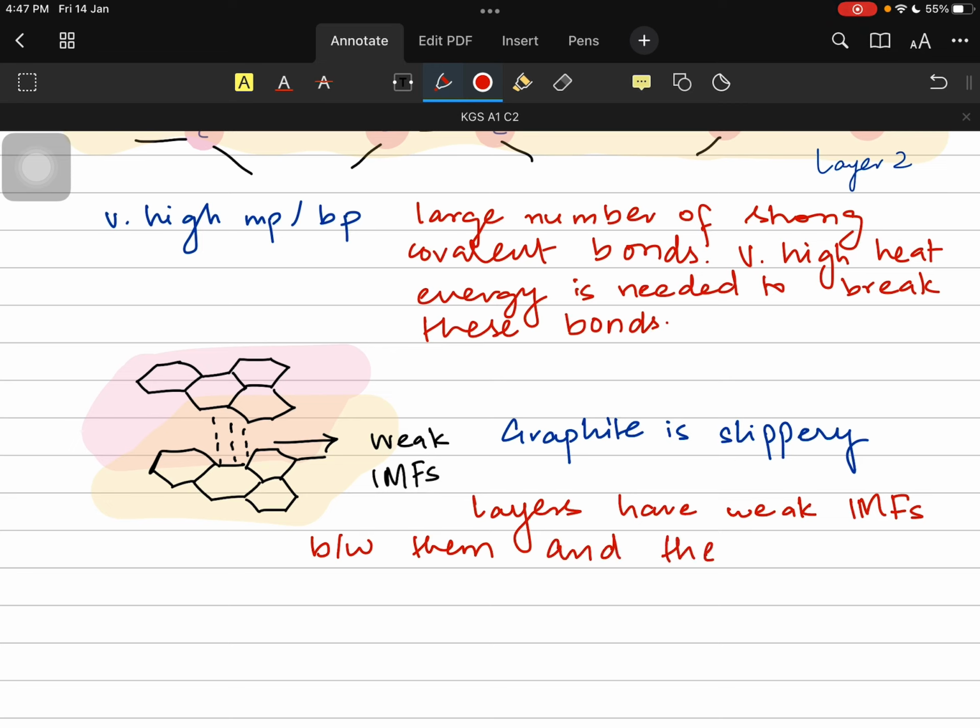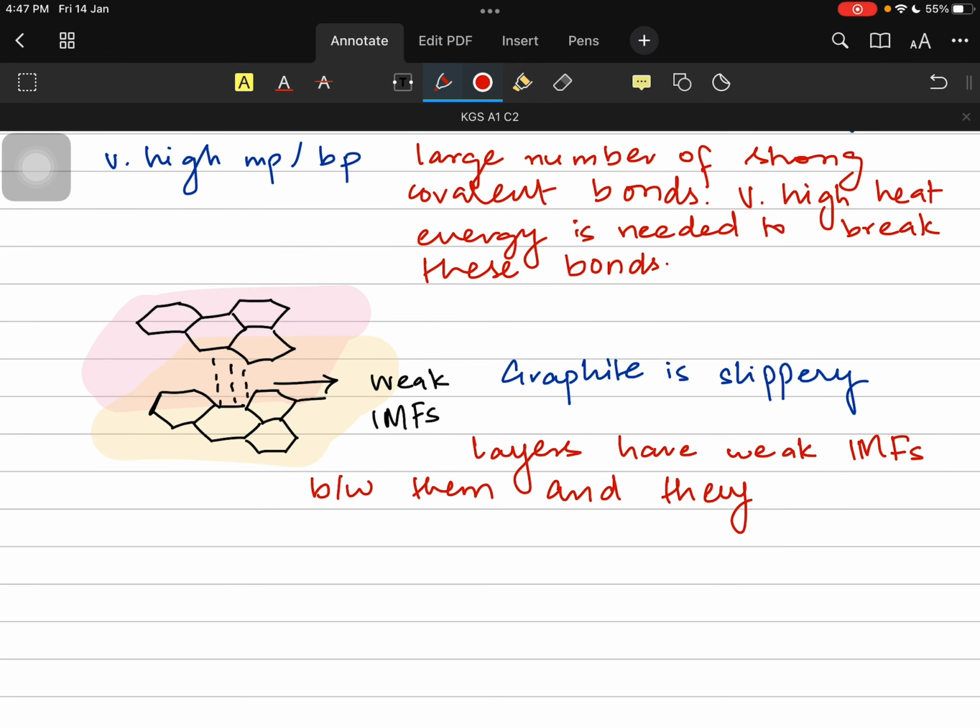Remember, the metallic lattice also had layers. Similarly, the graphite structure also has layers, and they slide over each other, right? Just like a metallic lattice.